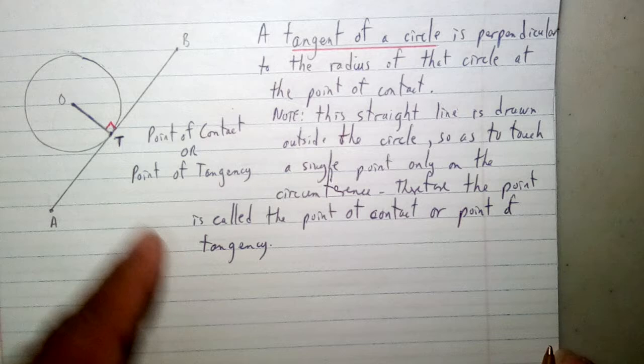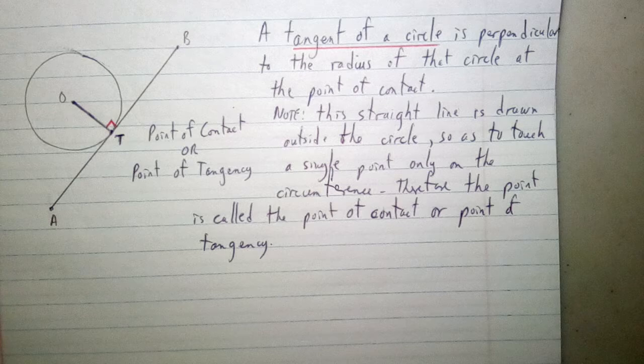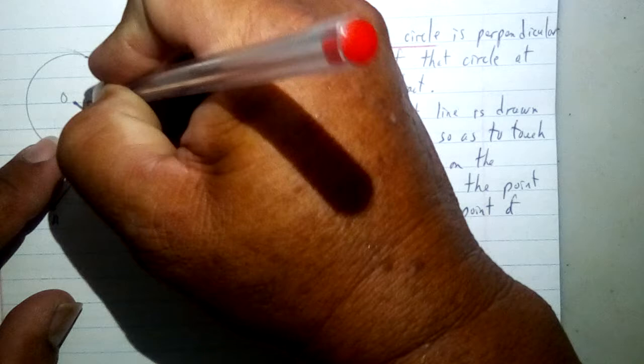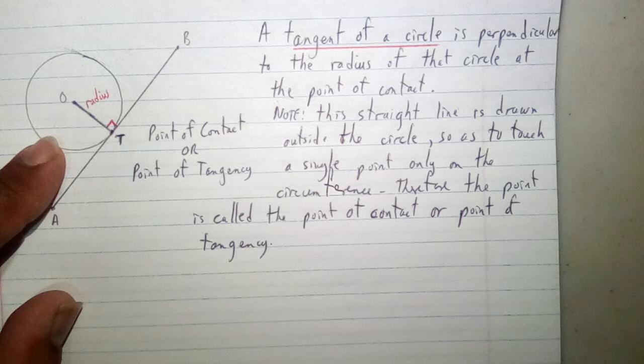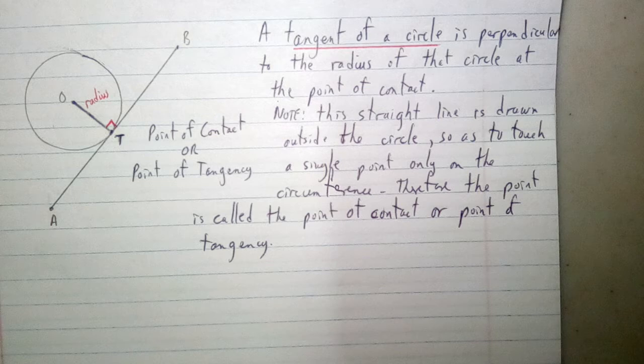Okay, so nothing more than that. So this, now let me put some label here also. This is the radius. We are talking from the center to the point of contact. Okay, so that's the radius. All right, so that's by definition that we are talking about. So that there must be a 90 degrees there.